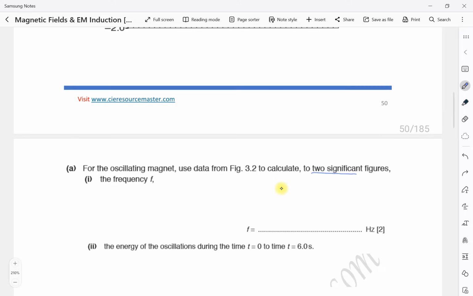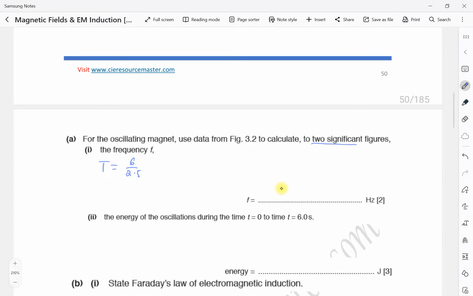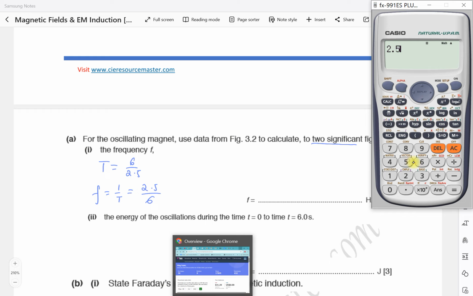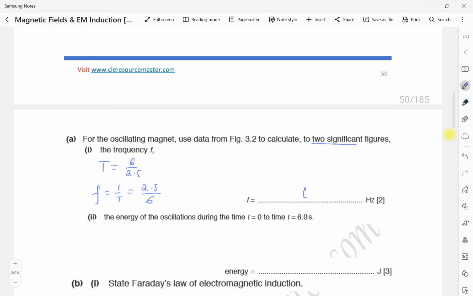So that means the time for one cycle, which is the period, is going to be equal to 6 seconds divided by 2.5 cycles. That is the time for one oscillation. And you and me know that the frequency is equal to 1 over period, which is now 2.5 divided by 6. So this is 0.416 recurring, that is 0.42. So the frequency is going to be 0.42 Hertz.